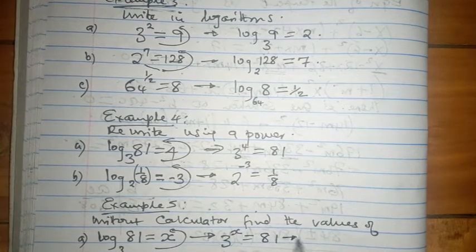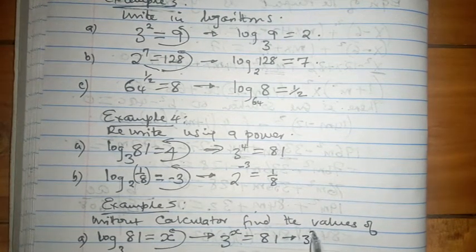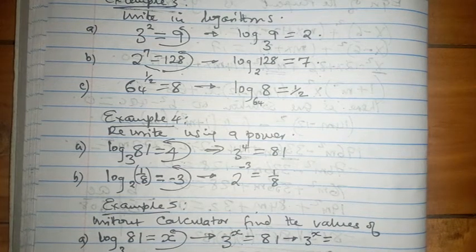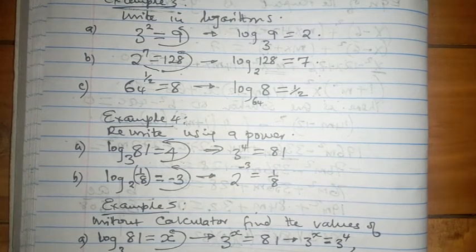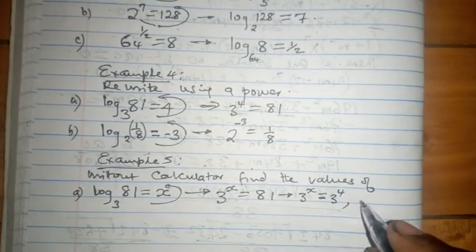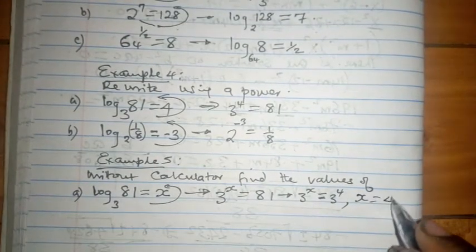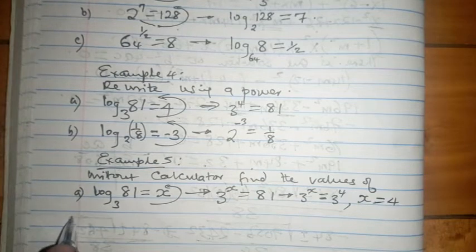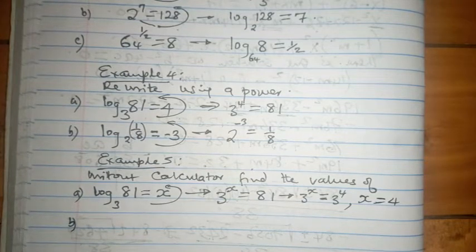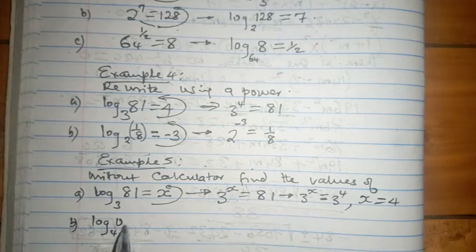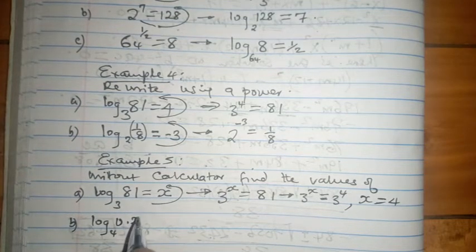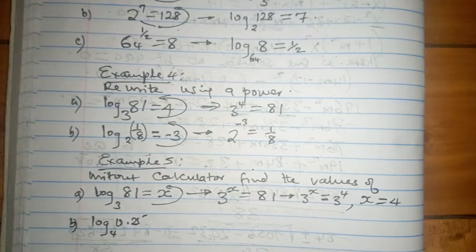And further, we can talk about 3 raised to power x is equals to 81 into base 3 is simply 3 raised to power 4. And obviously, you can already see that x is equals to 4. That is part A. Part B, we are having the logarithm to base 4 of 0.25.